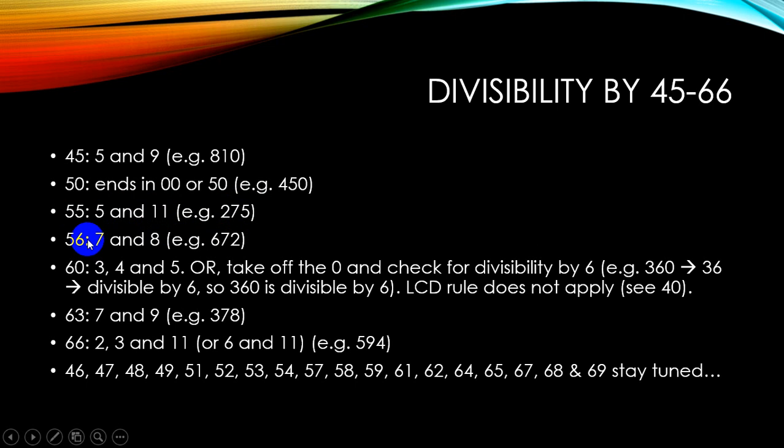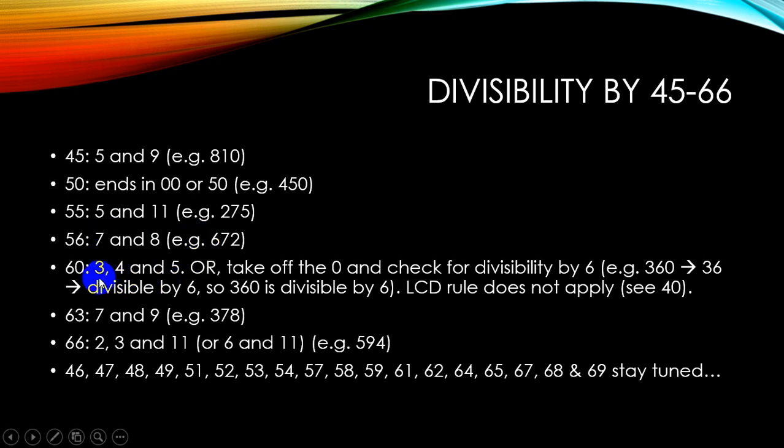56, it's not easy, but you can get that one from 7 and 8. So 672, since this is even, we just look for divisibility by 8 here. And 72 is divisible evenly by 8. It's also divisible by 7. You take the 67, you break off the 2 and double the 2, which is 4, and then subtract that 4 from the 67, you get 63, which is a multiple of 7. It's 7 times 9.